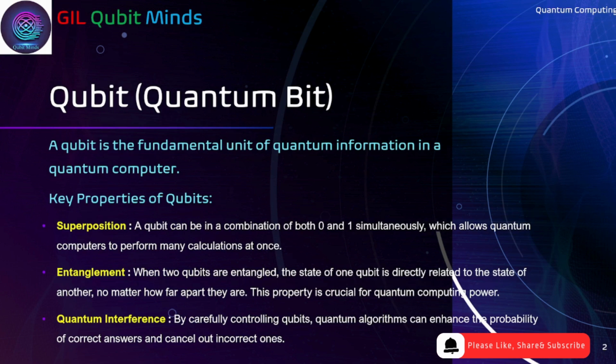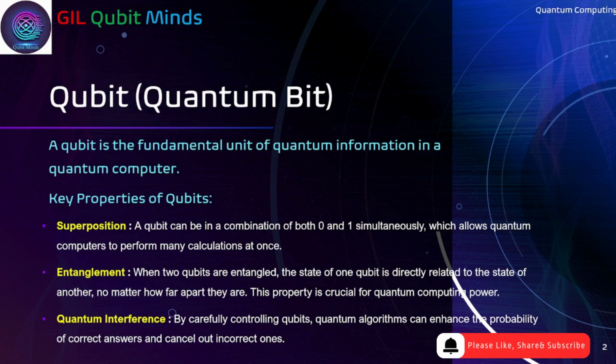Qubits also follow some properties. When we work on qubits, we have to take them in superposition. A qubit can be a combination of both 0 and 1 simultaneously, which allows quantum computers to perform many calculations at once. So this is superposition. We'll also explain this in a later video.